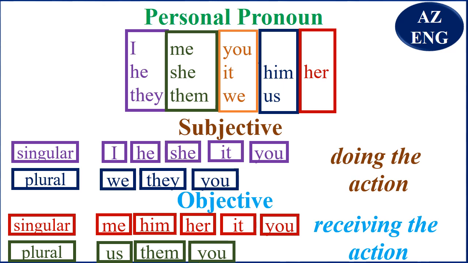And the objective, the singular: me, him, her, it, you. The plural: us, them, you. And so on. So I hope you are not confused. Let's move on.